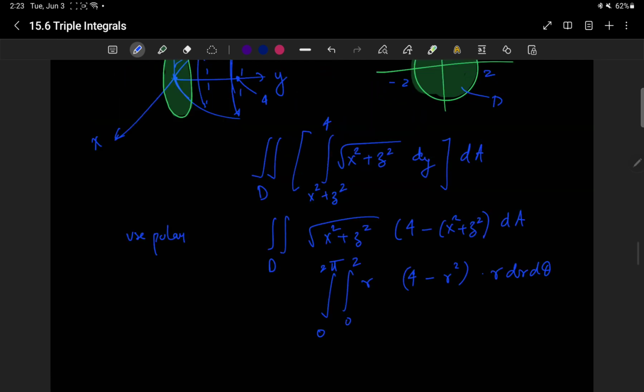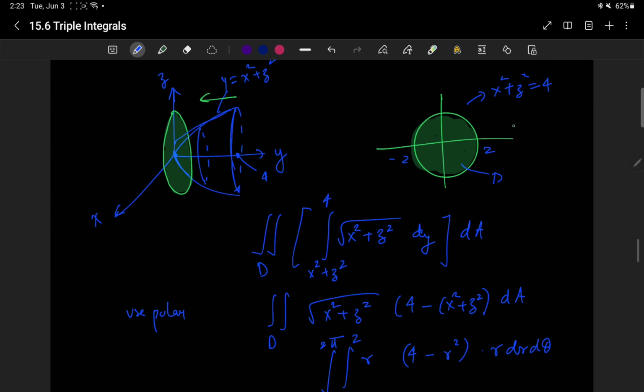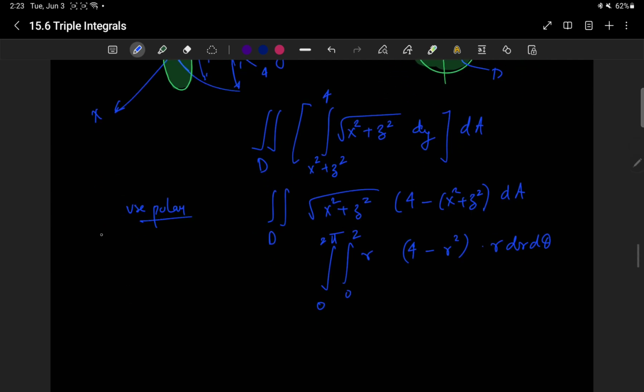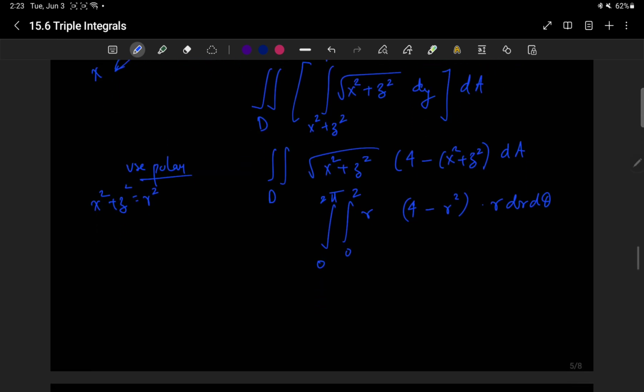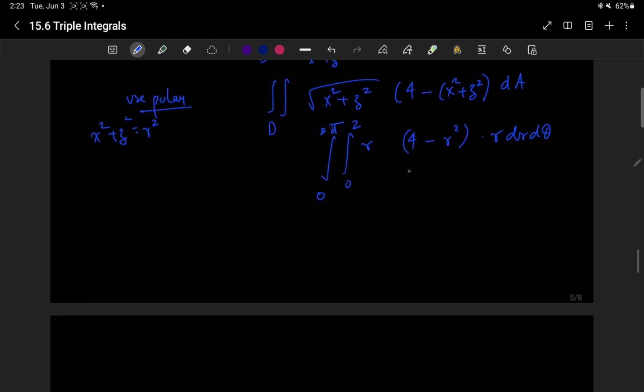So note here, we're using the polar coordinates on the xz plane. Okay, so this is the xz plane, which means that when we use polar, we have x squared plus z squared equals r squared. So not x squared plus y squared, because our circle is on the xz plane, not on the xy plane. And from here, it's just a matter of getting the integration sorted out.